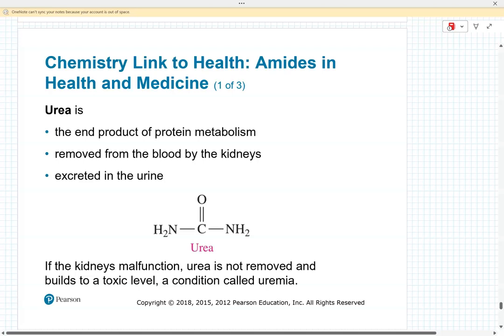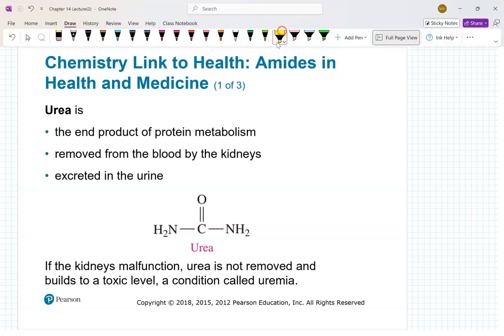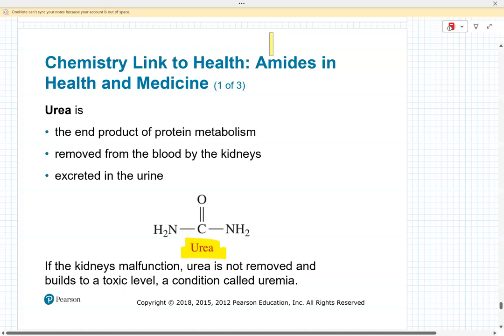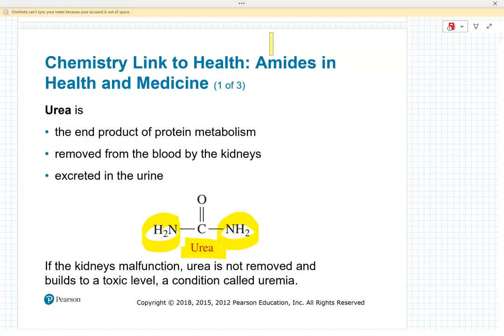So, one of the most famous amides is urea. Urea is essentially the product of the breakdown of proteins, and due to its NH2 groups, urea is very basic. Does that make sense? So when your cells break down proteins, they produce urea.